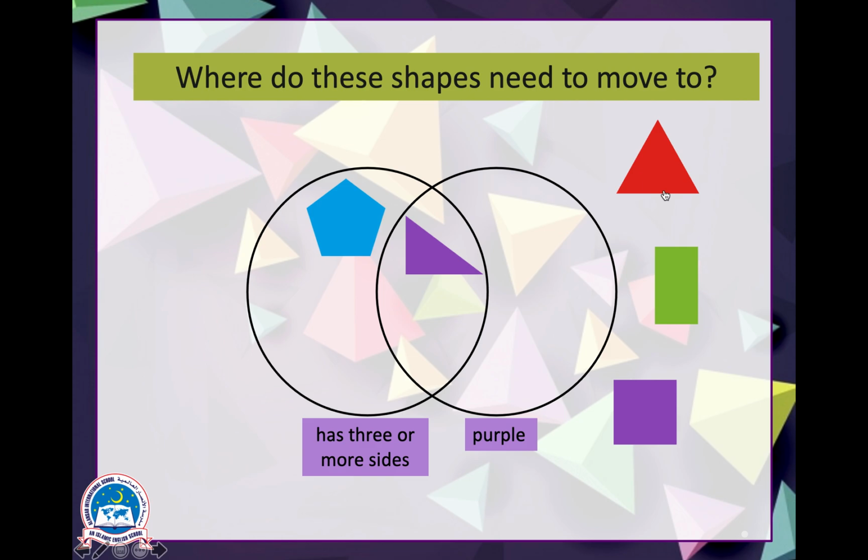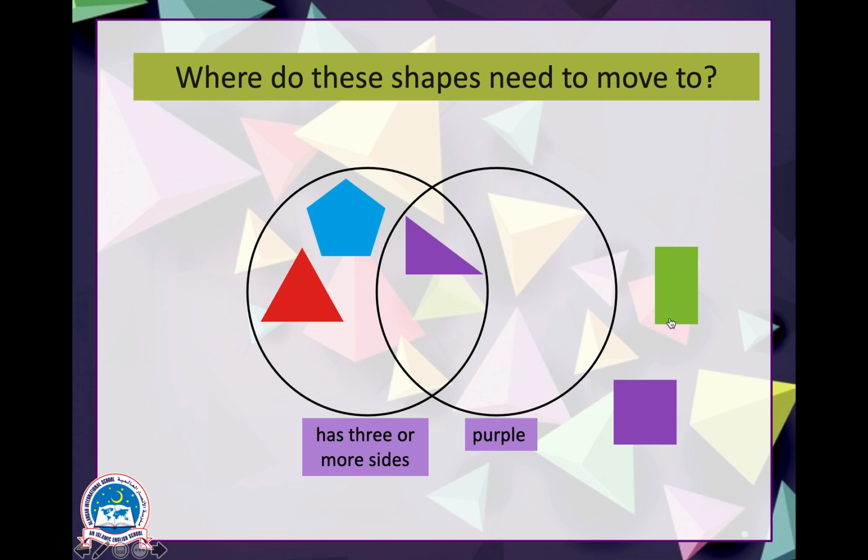Let's look at this triangle over here. Does it have 3 sides? Yes, it does. But is it purple? No, it isn't. So we are only going to put it in the part that says 3 or more sides. Now let's look at this one over here, this rectangle.